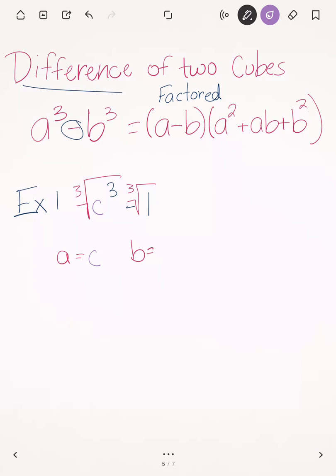Then the cube root of 1 is 1. And now all I do is plug it into this. So a minus b, I get c minus 1. A squared would be c squared. A times b is plus 1c or plus c. And then plus b squared. 1 squared is just 1. So this would be the factored form.